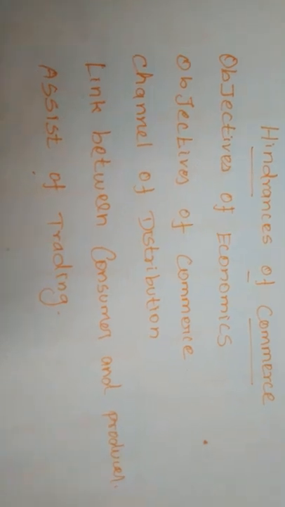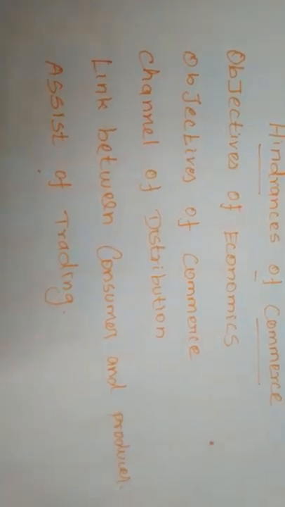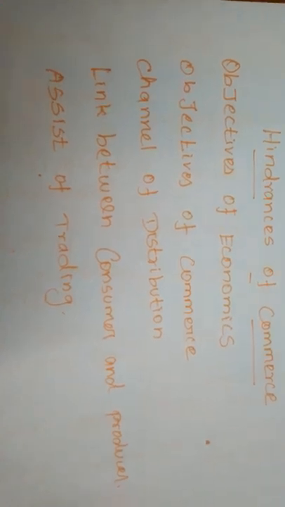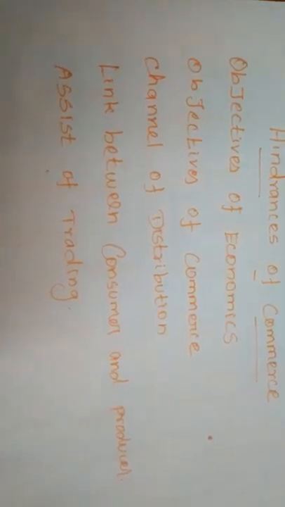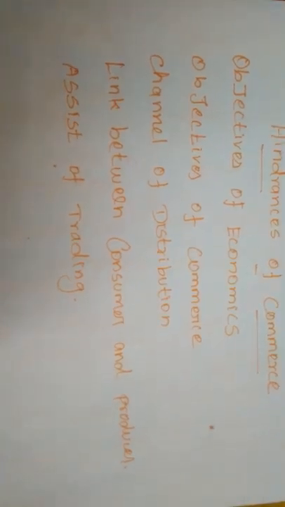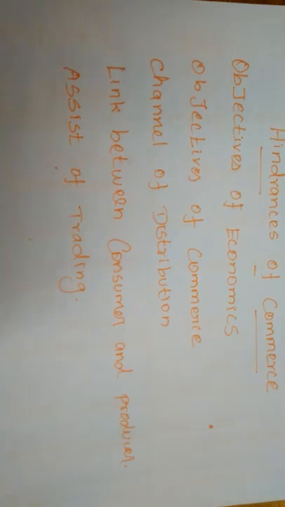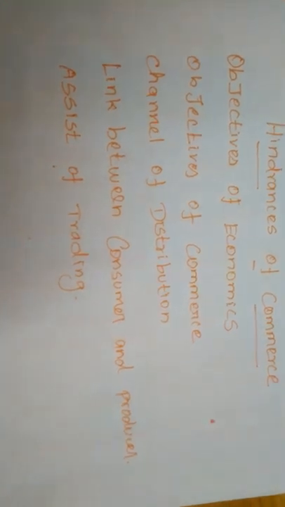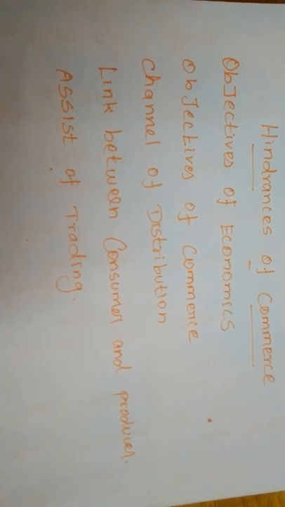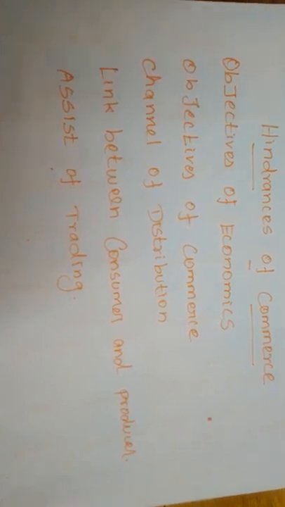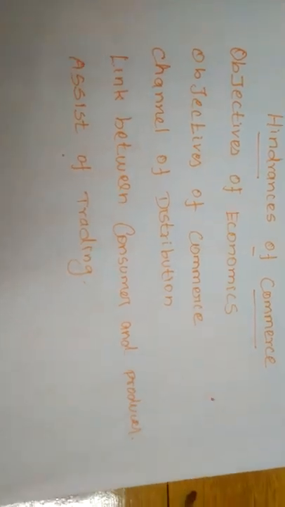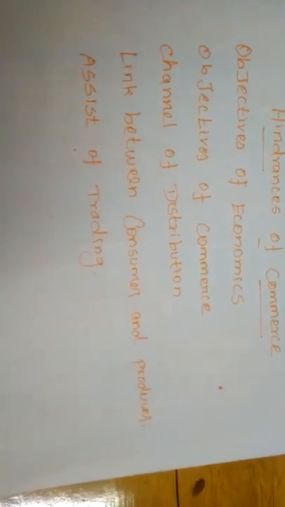Some of the objectives of economics will be fulfilled by producing different types of commodities. For that, you need some capital, and they have to take decisions about the basic problems: what to produce, how to produce, for whom to produce. After fulfilling every basic problem, the objectives of economics come to an end. After that, only the objectives of commerce have to be fulfilled.